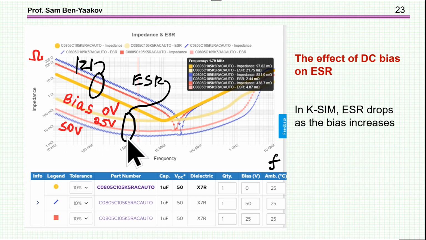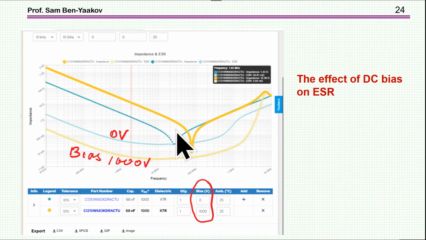Okay, so there's quite a bit of a difference here between the ESR, and it's going down, becoming less resistive. And you can see it also here, this high voltage capacitor, and the bias is 1000 volt. This is at the end of the voltage allowed, and you see that there's a big difference here, and again ESR is going down.